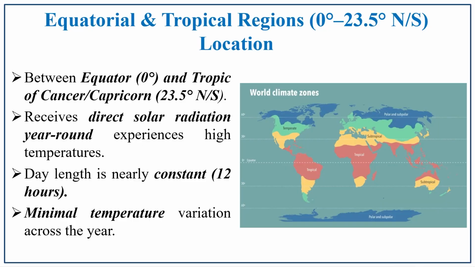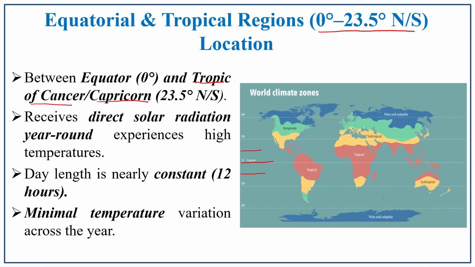First and foremost is the equatorial and tropical region. The extent of the equatorial and tropical region is 0 degree to 23.5 degrees northern and southern latitudes. Here is the equator, and approximately you will have 23.5 degrees north, that is the Tropic of Cancer, and here 23.5 degrees south, that is the Tropic of Capricorn. This is the extension of this particular latitudinal section, the equatorial and tropical regions.